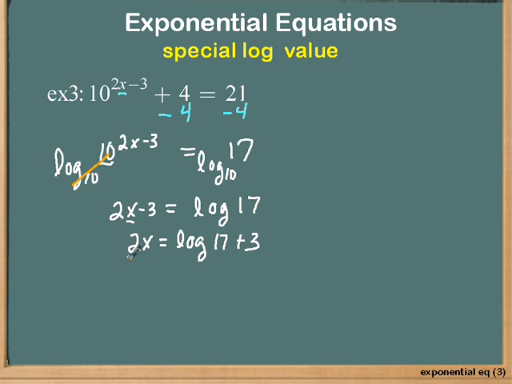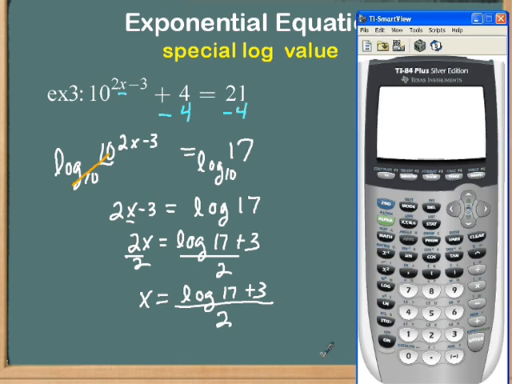And finally, I need to get rid of the 2, so I'm going to divide out that 2. So I'm trying to evaluate log 17 plus 3, all of that divided by 2. Notice I said all of that. That means I'm going to have to use parentheses here to protect that numerator. So I'm going to bring up a calculator here and show you how we're going to do this. Follow along with your calculator too.